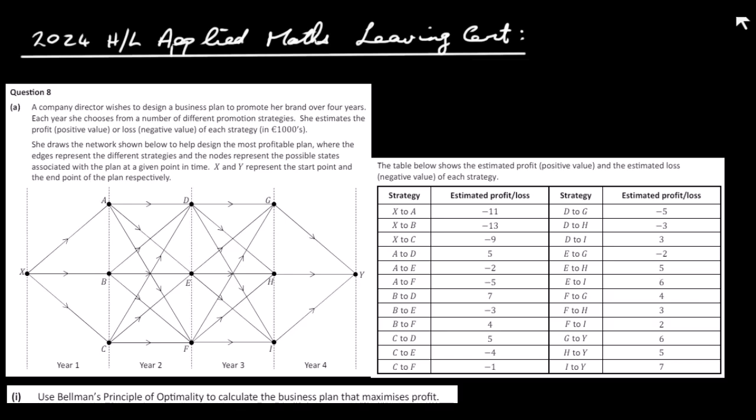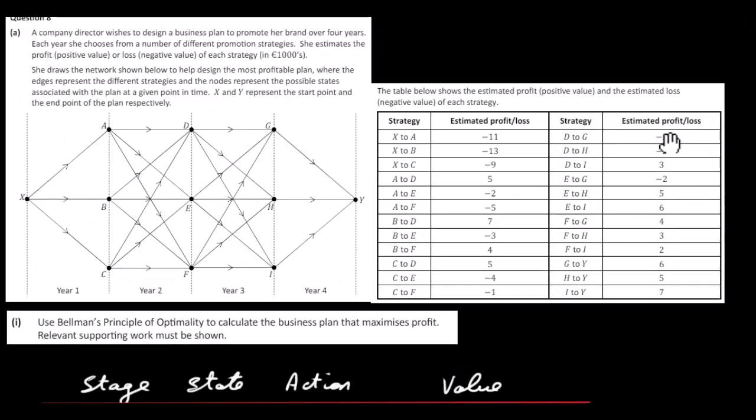She draws the network below to help design the most profitable plan, where the edges represent the different strategies and the nodes represent the possible states associated with the plan at a given point in time. X and Y represent the start point and the end point of the plan, respectively. Use Bellman's principle of optimality to calculate the business plan that maximizes profit. Relevant supporting work must be shown.